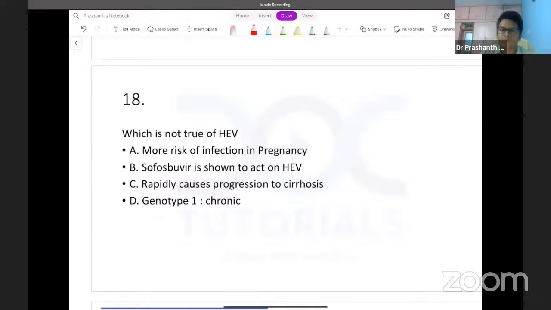Okay. So sofosbuvir was shown to act in HEV. It's a difficult question, but if you go through studies, sofosbuvir does have a modest effect on HEV. Rapid progression to cirrhosis, no, it would not do any kind of progression to cirrhosis most of the time, because it is an acute infection, and only in immunocompromised patients can it rarely cause a chronic infection, and that too by genotype 3 and 4. Okay, so genotype 1 causing chronic is again wrong. So there are quite a good number of options which are not true. So the options might be not really absolute recall.